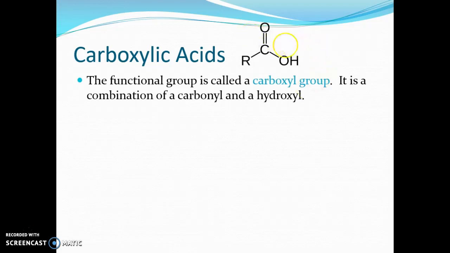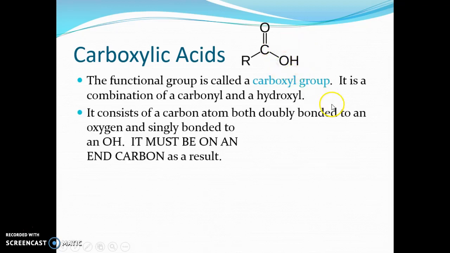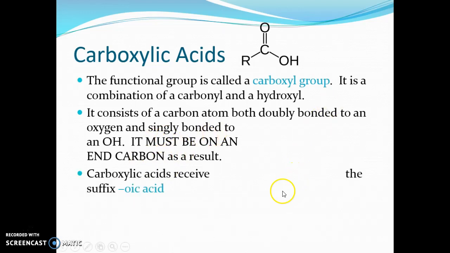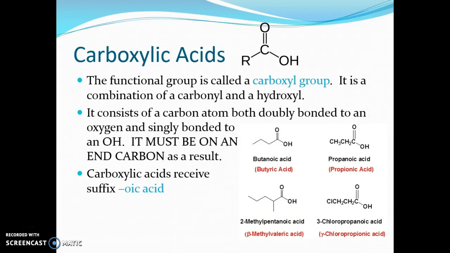So that's carboxylic acids. They get their name from that carboxyl group because this OH actually winds up being acidic. The hydrogen will be lost. So it consists of, like what we saw, a carbon double bonded to an oxygen, but also singly bonded to an OH. Again, these guys have to be on the end. All right, what's going on here? Carboxylic acids receive the suffix oic acid. Oh, okay, that's what's going on there.